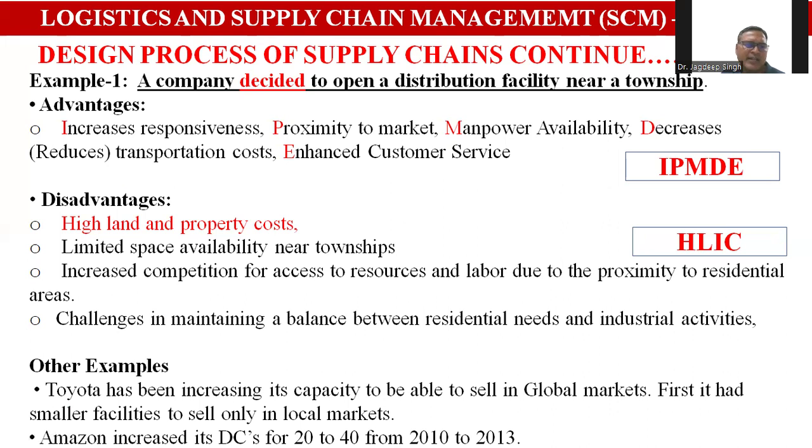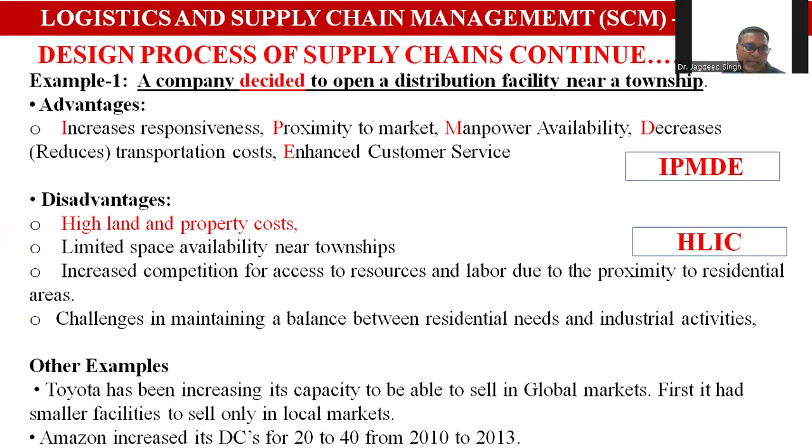Now, what are the disadvantages of this? Higher land and property cost, limited space availability near a township, increased competition for access to resources and labor due to the proximity to the residential area. And finally, challenges in maintaining a balance between residential needs and industrial activity. Right? So there might be many policies and procedures that we need to follow as an industry. So there might be a challenge.